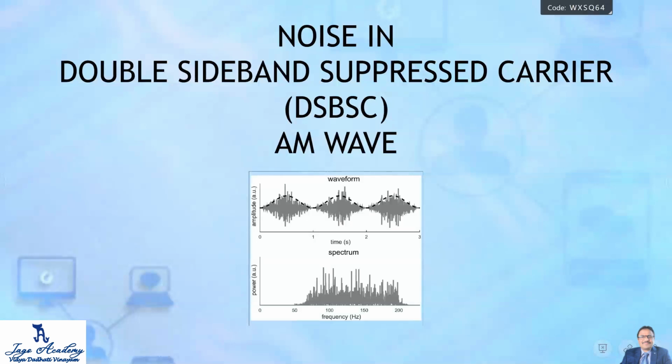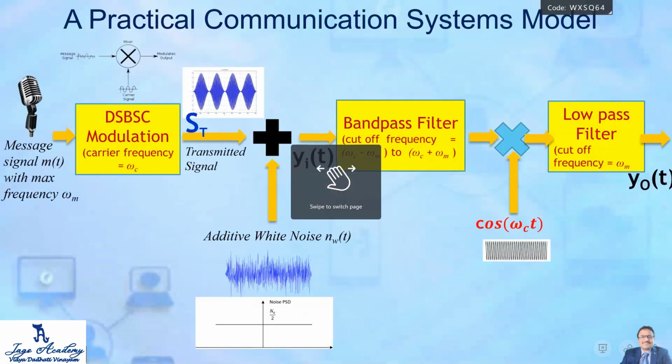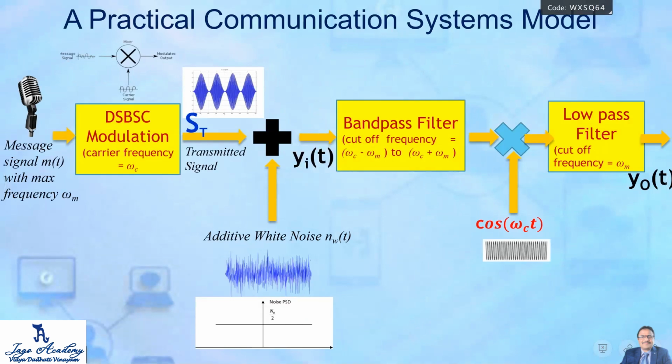What is the noise in a double sideband suppressed carrier AM wave? What is the noise actually? Now, for that, we need to know about a practical communication system model.